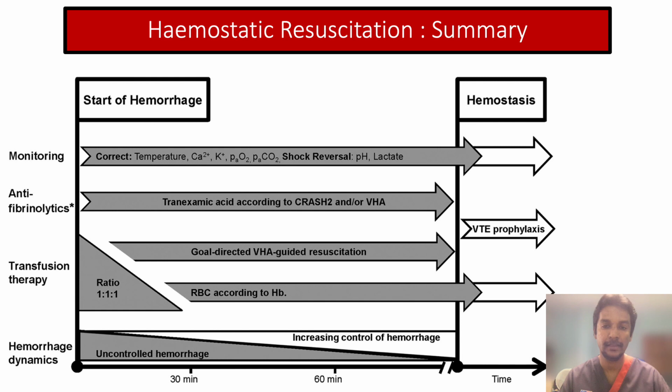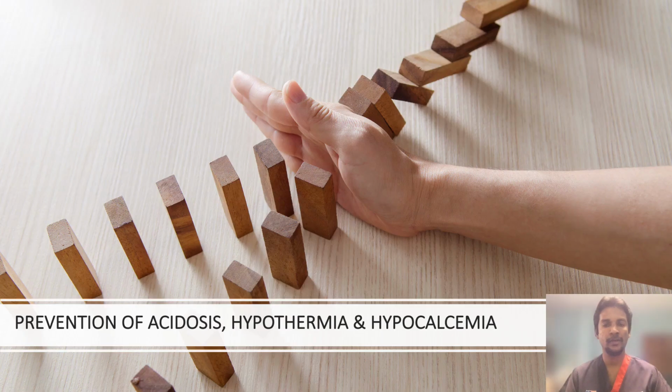Bear in mind that this process of permissive hypotension and hemostatic resuscitation should not go beyond 60 to 90 minutes. You should aim for early hemostasis or early hemorrhage control. As you prolong this process, it will lead to multiple other complications such as MODS later on and increase the mortality and morbidity. The third component of DCR is prevention of acidosis, hypothermia, and hypocalcemia.